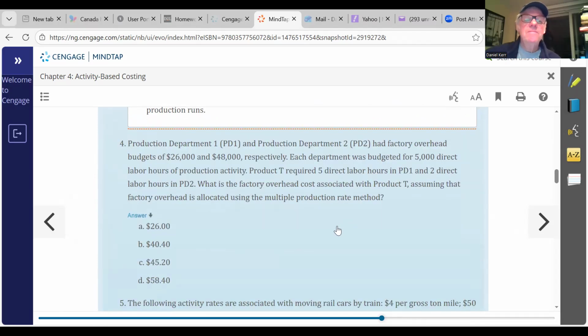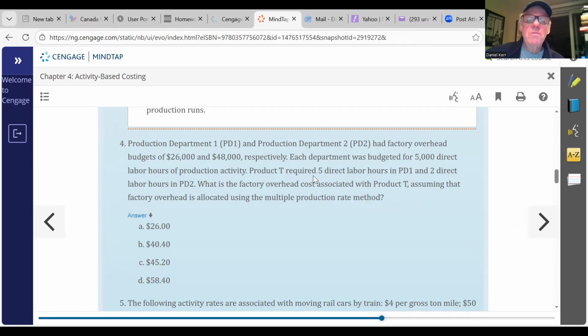All right, number 4, production department, and we've got 2 production departments, 1 and 2. So they had separate factory overhead budgets, and they had separate levels of activity. So what you want to do is come up with the rate for production department 1 and the rate for department 2. And then the question is, we've got a product T, and it is allocated. We're using multiple production methods.